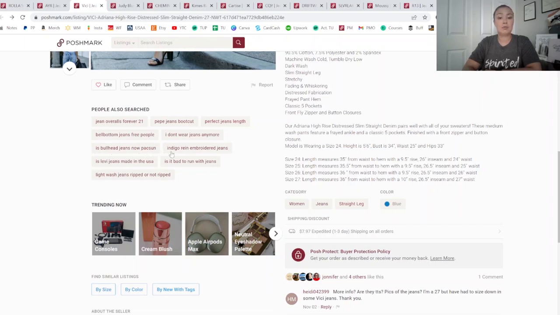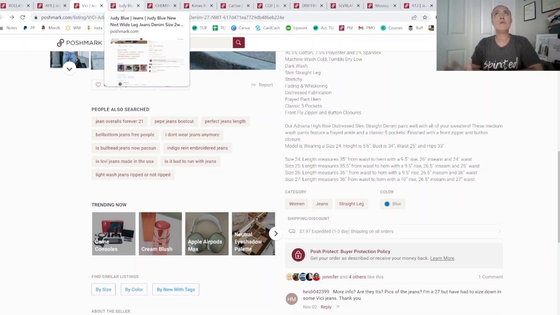Indigo Rain embroidered jeans? Is it bad to run with jeans? Is Levi jeans made in the USA? Oh, Lord. Light wash jeans, ripped or not ripped? I love that. So like, I'm just going to be very specific. I'm looking for light wash jeans that are ripped or not ripped. Thanks so much, Genie in the bottle of Poshmark. Like, that's funny. But ripped, do you put ripped or do you put distressed?